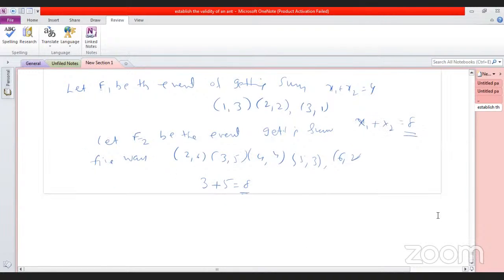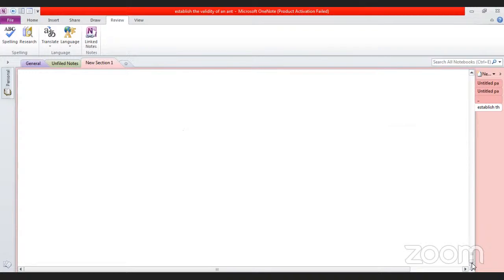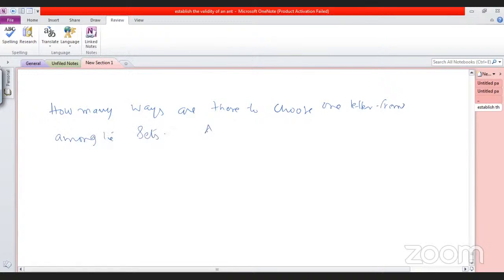Another example. How many ways are there to choose one letter from among the sets A, B, C, where A is equal to {a, m, n}, B is equal to {b, d, g}, C is equal to {p, q, s, t}.